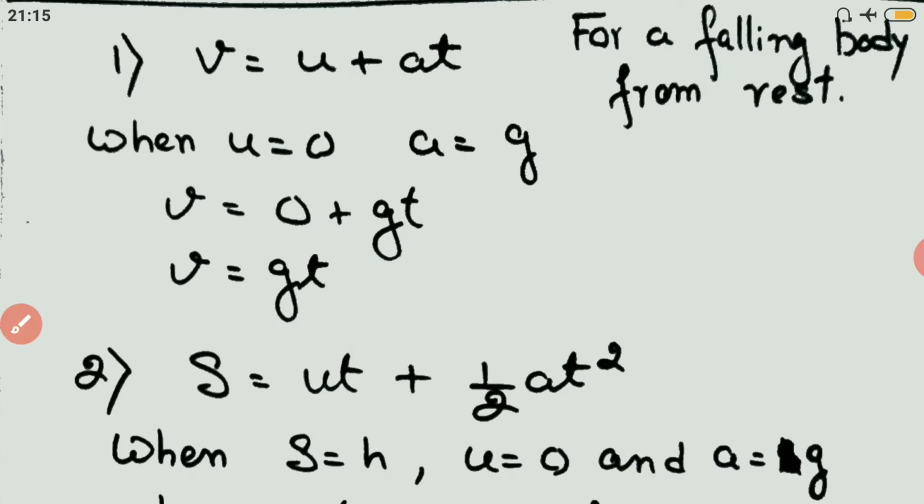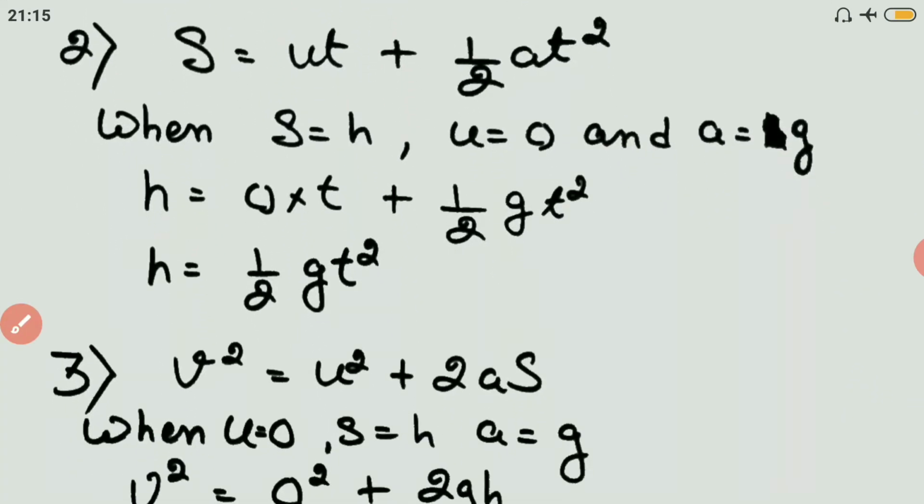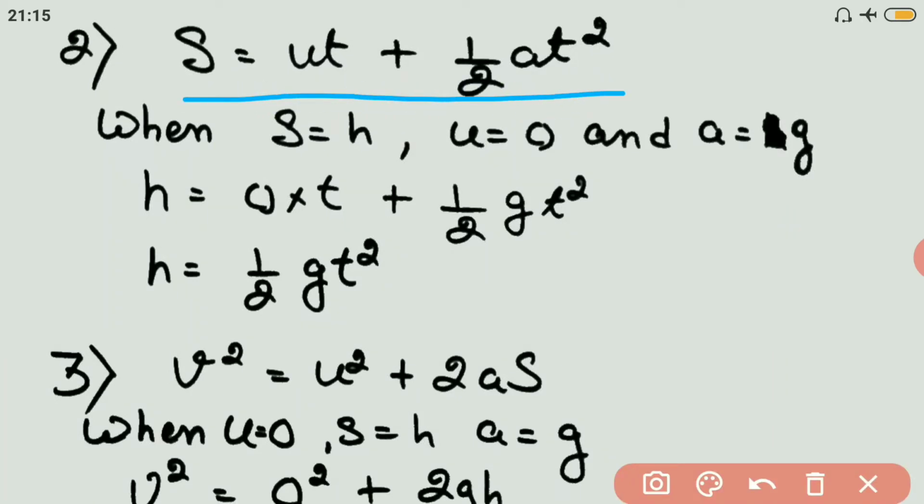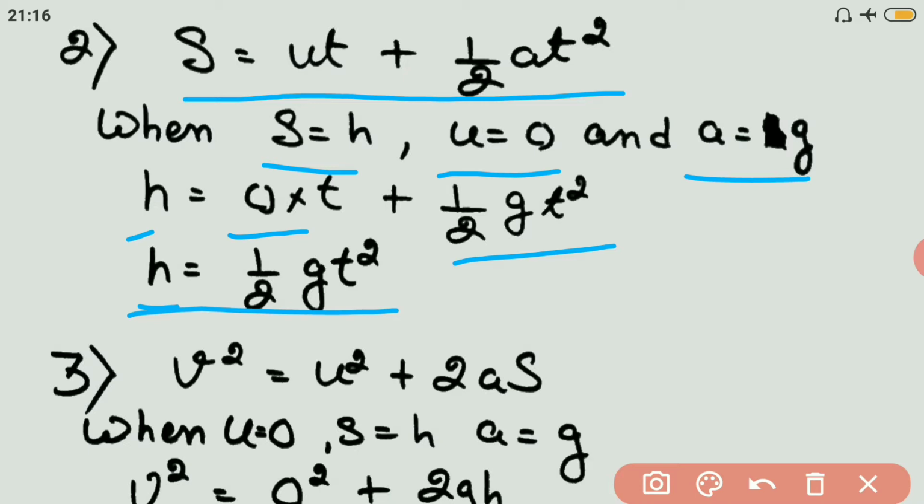Now the second one, which is s equals ut plus half at square. As you all know, s means h in this scenario, u is 0, whereas a equals g. Putting all these values in this equation, we shall get h equals 0 into t plus half gt square. So 0 into t becomes 0, plus half gt square. Hence, I am getting this equation, h equals half gt square.